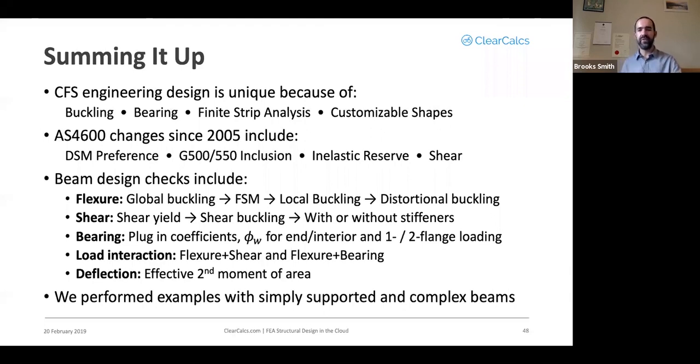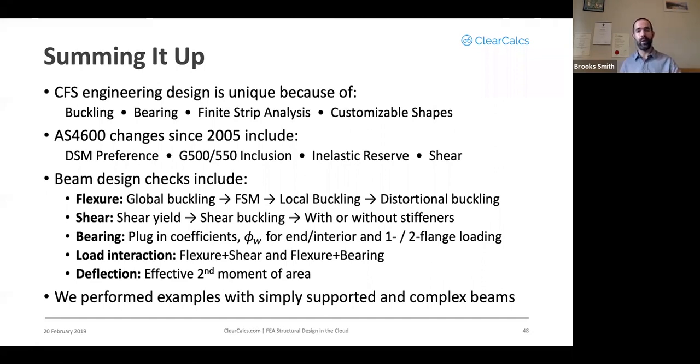The changes since 2005 in AS4600 include a bit more of a focus on the direct strength method, particularly the inclusion of G500 and G550 steels in the pre-qualification for direct strength method. We're now including inelastic reserve capacity within the direct strength method within each of our types of buckling. And we've added some shear calculations, even if they are mathematically basically identical to the original ones.